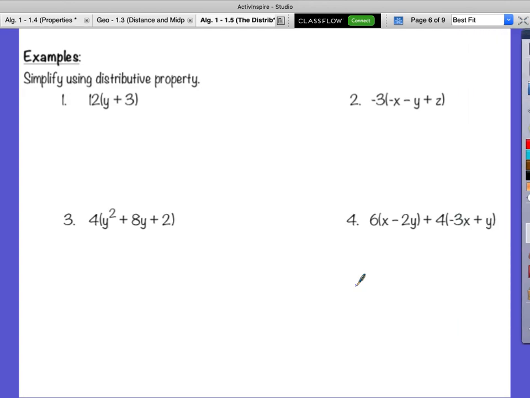So I want you guys to do number 1 and 2. Just 1 and 2 for now. When you're done with both of them, I want you to compare with somebody next to you.